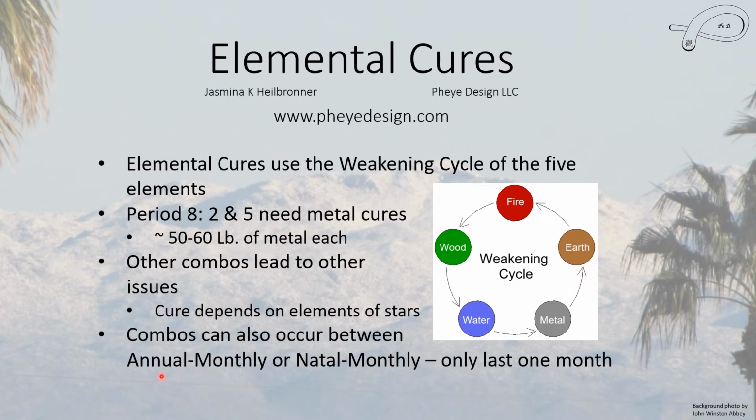Combos can also occur between the annual and monthly or natal and monthly, but they only last a month and in general don't do a lot of damage. The worst combination, or the thing you need to worry about the most in terms of annual stars, is the annual natal interaction. Sometimes it's good, sometimes it's bad, and when it's bad, you want to worry about weakening it.